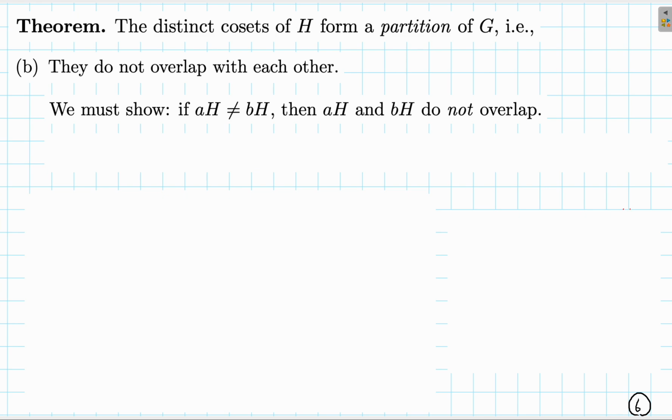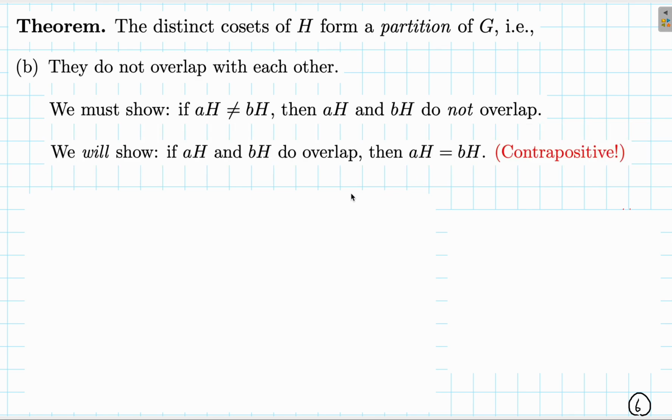Now let's show the second part of the partition claim, namely that the distinct cosets of H do not overlap with each other. And so what we need to show is that if AH doesn't equal BH, so if we have two different cosets, then they do not overlap. Now we have not equal to, do not overlap. I think this is screaming contrapositive, so that's what we're going to show instead, that if AH and BH do overlap, then they are in fact the same coset.